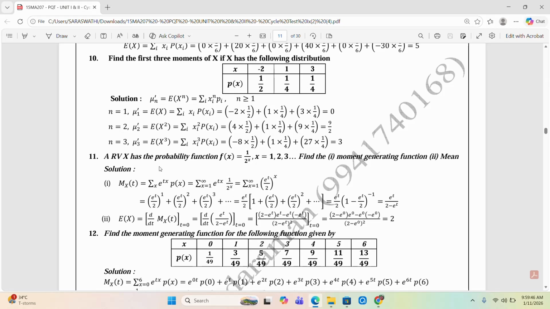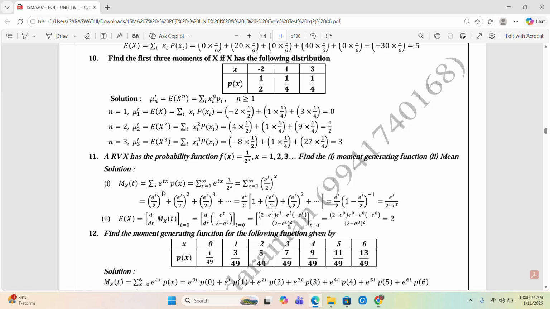The next question: the random variable x has the probability function f of x is equal to 1 by 2 power x, where x is equal to 1, 2, 3, etc. Find the moment generating function and find the mean. Here M x of t is equal to summation of e power tx into p of x.